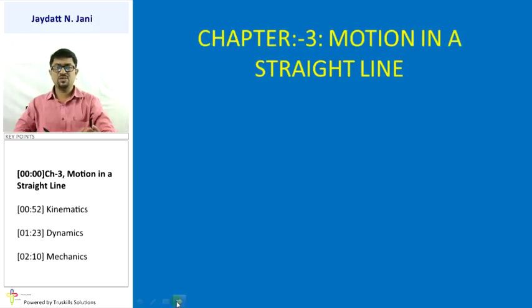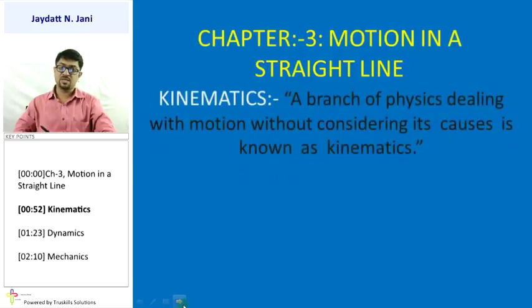In this chapter, we are going to discuss in detail why that motion takes place, what are the causes, what is the reason behind that motion. Here, in this chapter, we are going to think about velocity, acceleration, instantaneous velocity, instantaneous acceleration, as well as relative motion. So the first point in this chapter is kinematics. What do we mean by kinematics?